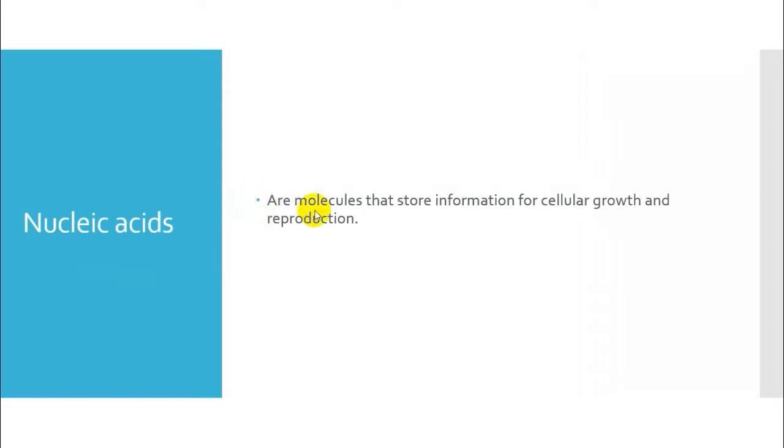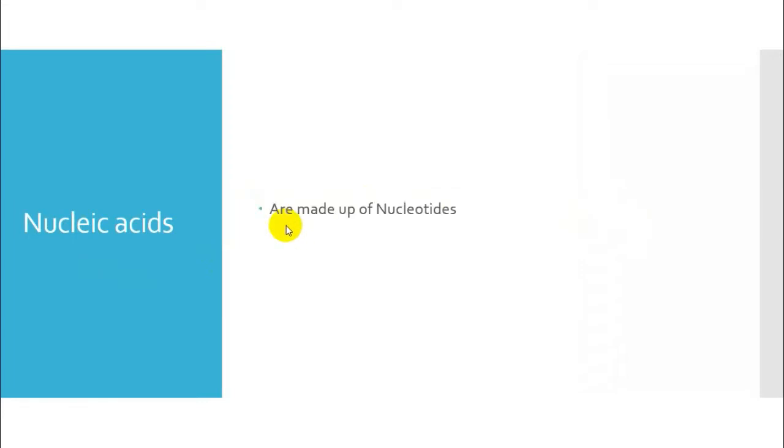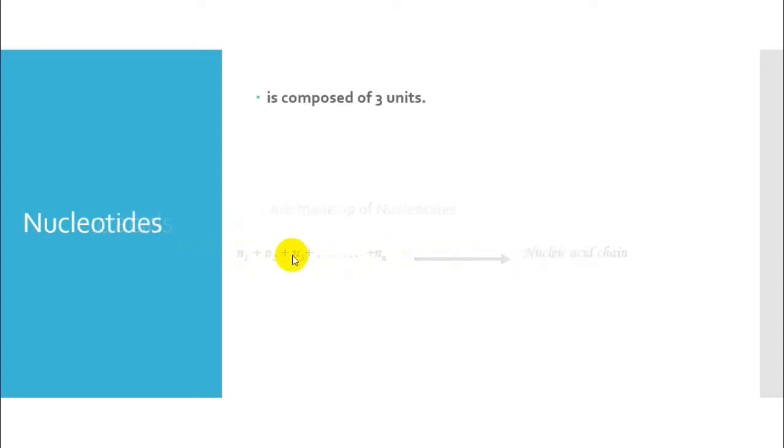First of all, we have to say that it's an organic molecule that stores information for cellular growth and reproduction, which is happening inside of the cell. And nucleic acid is a kind of polymer made up of nucleotides. It means nucleotides are monomers for the nucleic acid. Lots of nucleotides joined with each other and made a nucleic acid chain.